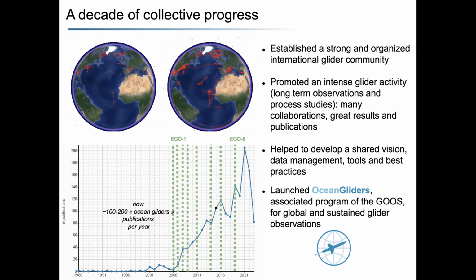So we established a strong and organized international glider community. We promoted intense glider activity, long-term observation and shorter process studies, many collaborations, great results and publications. I hope we helped to develop a shared vision, data management tools and best practices. And it also allowed us to launch OceanGliders, the associated program of the GOOS, for global and sustained glider observation, and Victor will tell more about it.